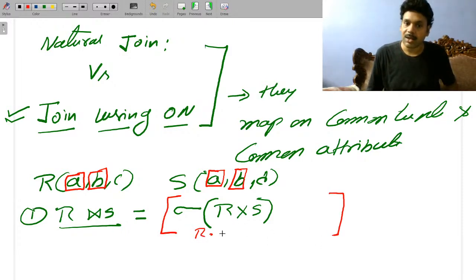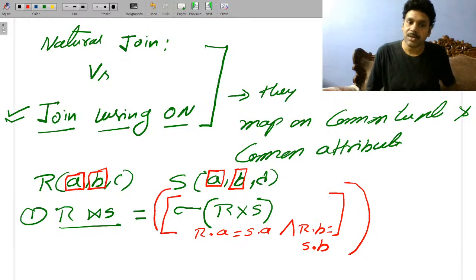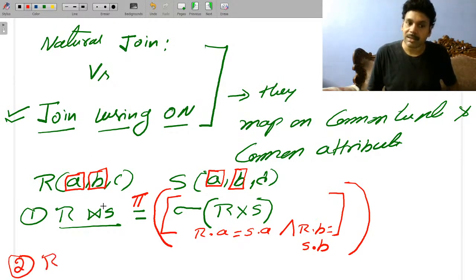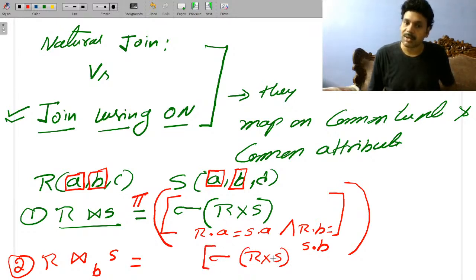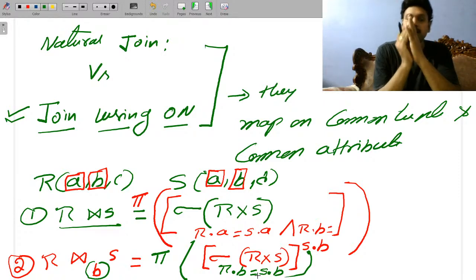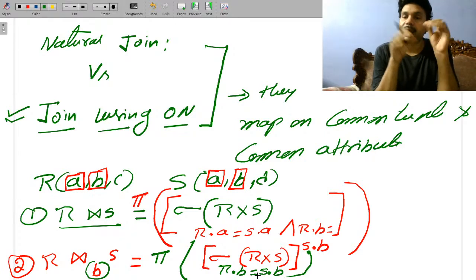So I am writing here in such a way: R.A is equal to S.A, and one more condition, R.B is equal to S.B. On this, we are going to remove duplicates using projection. Okay. Now I will represent the join using clause. It's nothing but R is going to map with S, but on a required column. How can you do this? Same: first step is R cross S. Second step is a selection, but this time selection is based on the required common column only. So I am writing here R.B is equal to S.B. On that we are going to eliminate duplicates. So this is the difference between the implementation of natural join and join using on clause.